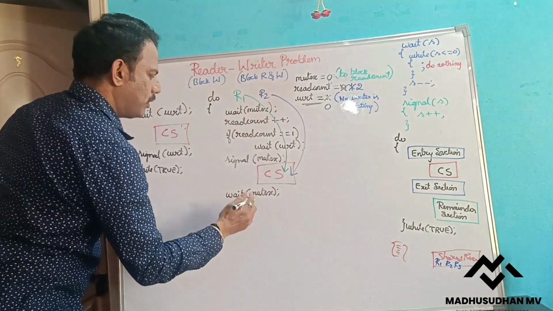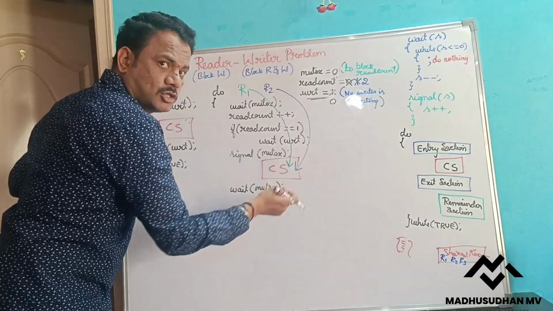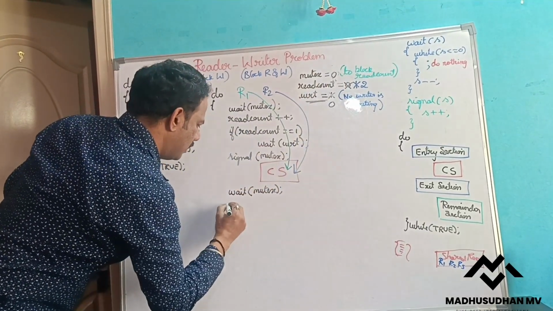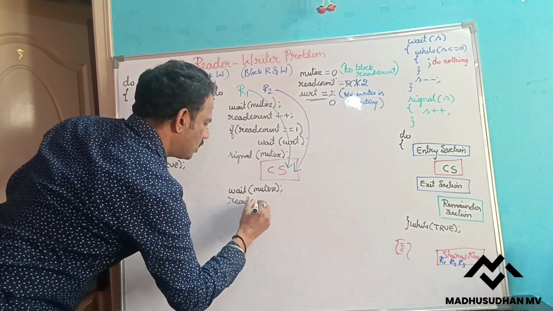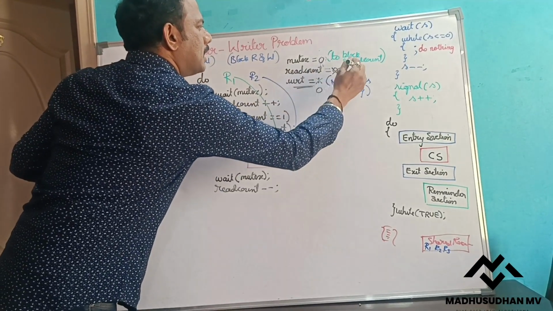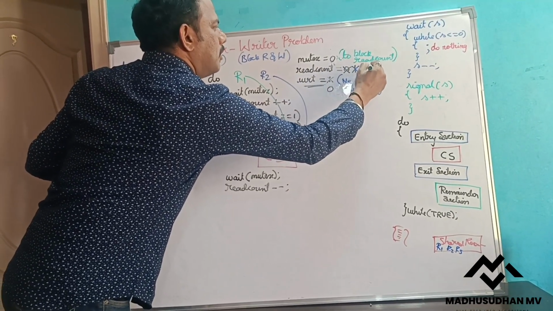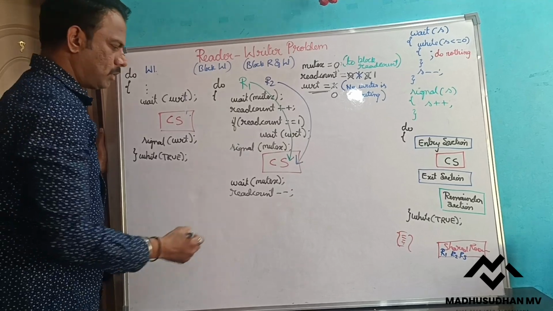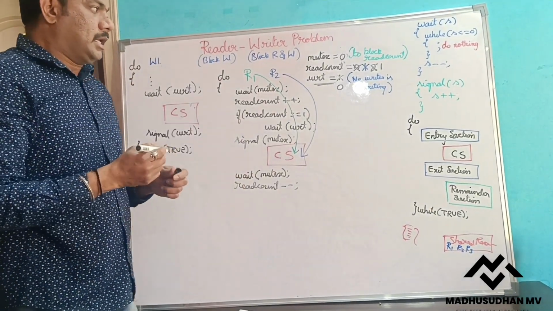After wait mutex. Now earlier it was 2, now 1 is going. That means read count should be decremented. So read count is decremented. Now this becomes, okay, 2 earlier, now it is 1. Read count becomes 1. After read count 1, see, I have to check.